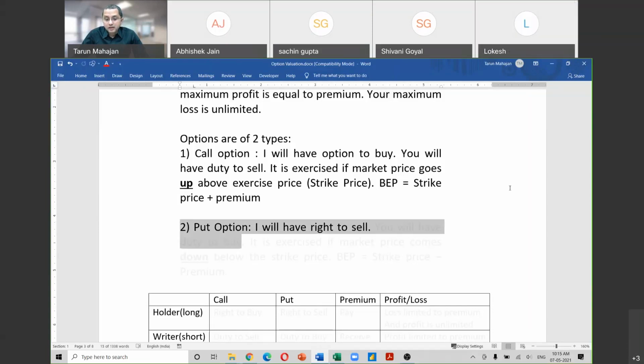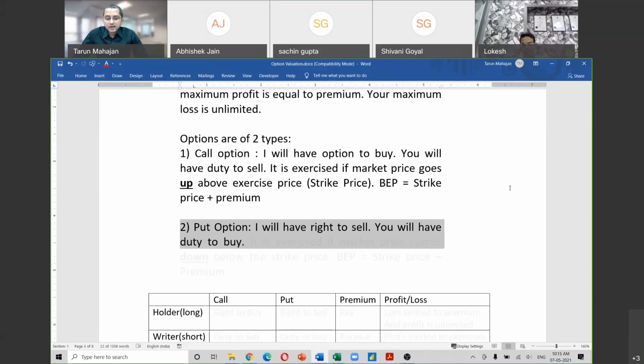If I have the right to sell, then you have the duty to buy. It is exercised if the market price comes down below the strike price. So I choose to sell at 47,000 rupees. If the market price appears to be 45,000 rupees, I'll exercise my option and tell you, okay, come on. Though the market price is 45,000, I still have the right to sell at 47,000 rupees. So if the price comes down, I'll exercise the option and recover the difference from you.